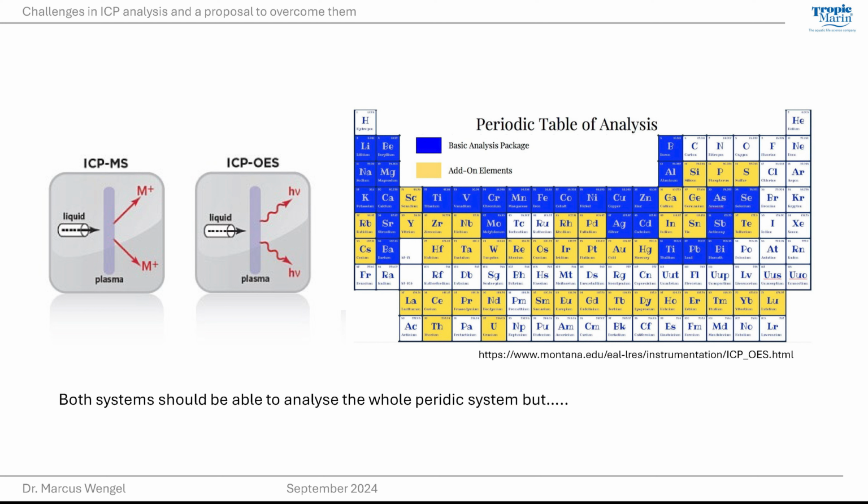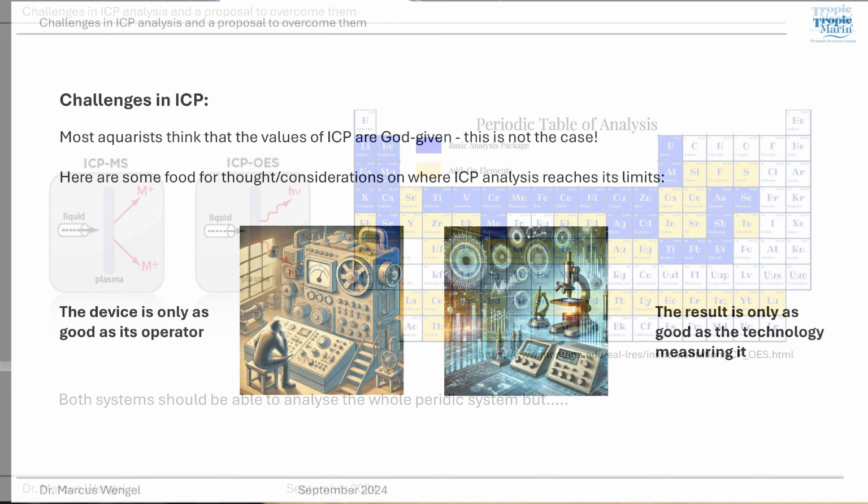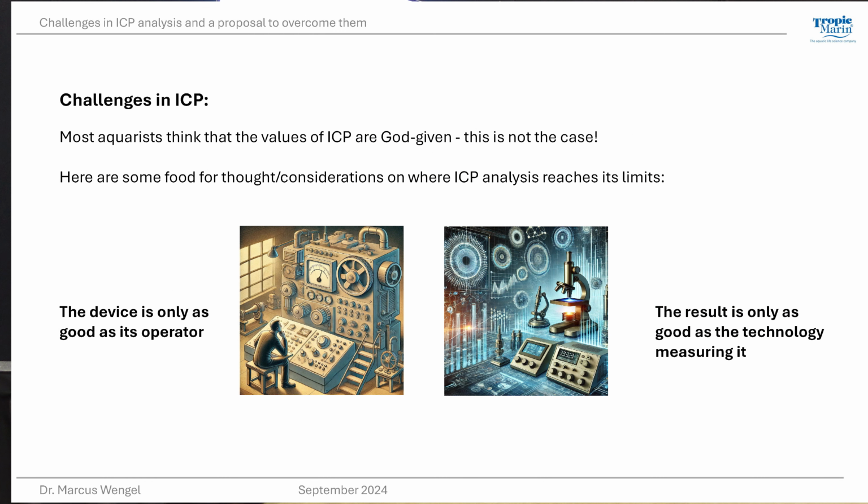And these are the challenges we have in ICP. We are not able to measure each element as precisely as the others. So let's go into the challenges. Most hobbyists think that the value of ICP is something God-given. And I need to tell you it's not, right?